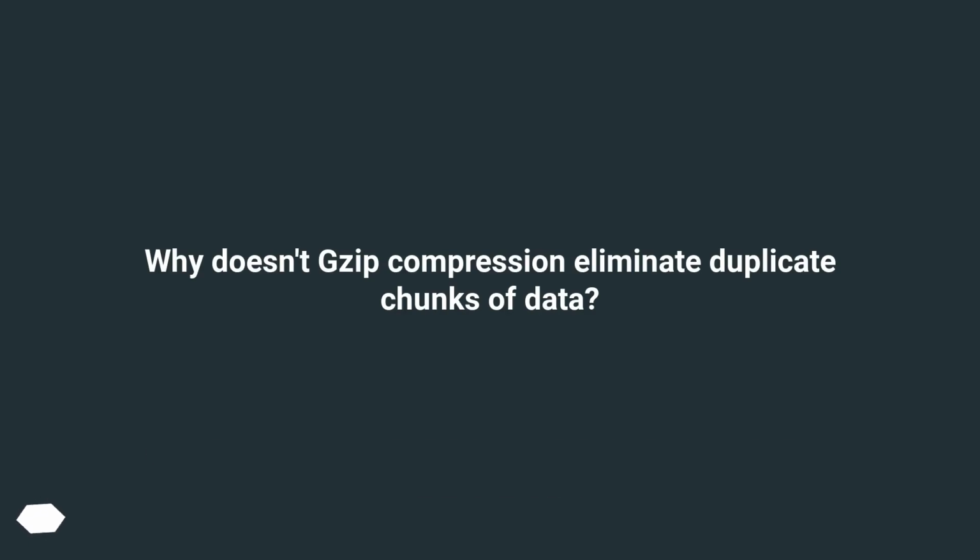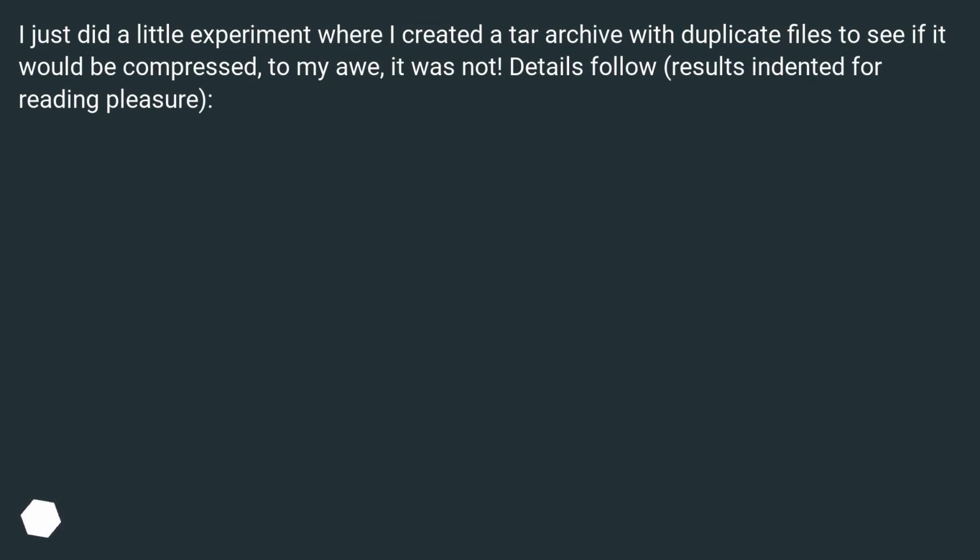Why doesn't Gzip compression eliminate duplicate chunks of data? I just did a little experiment where I created a tar archive with duplicate files to see if it would be compressed. To my awe, it was not. Details follow. Results indented for reading pleasure.